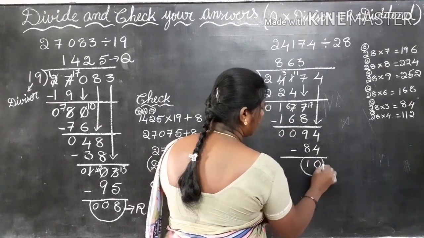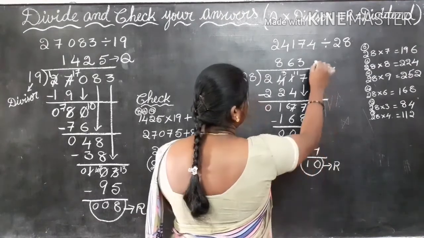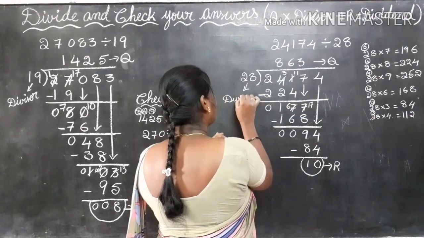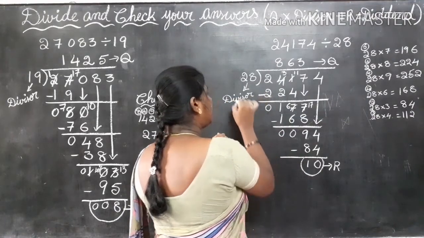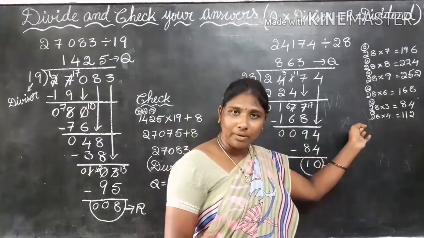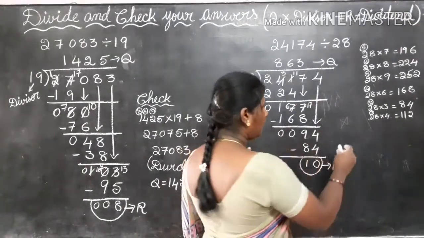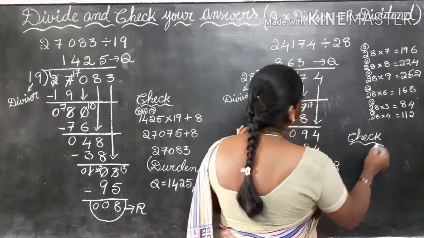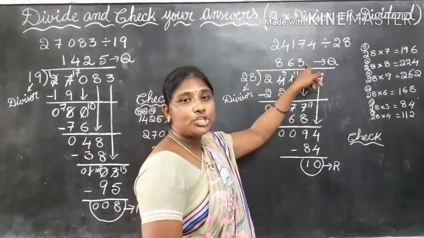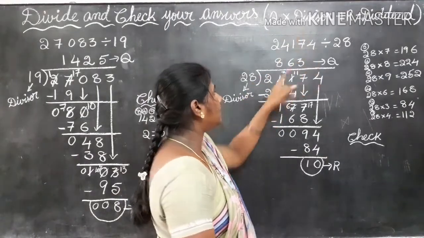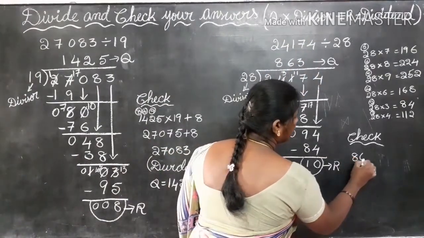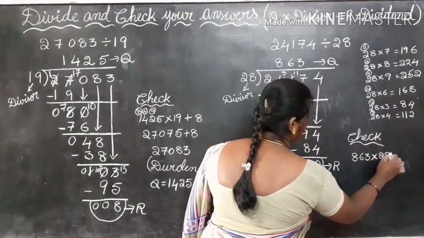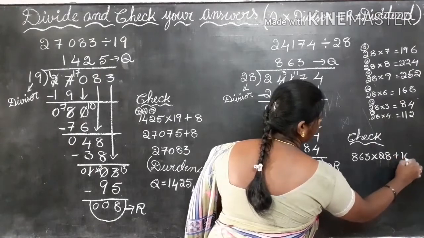9 minus 8, 1. It is the remainder. It is the quotient. It is the divisor. If you don't know big number tables, you have to do the multiplication like this on the side and check. Now check for this. What is the check here? Quotient into divisor. What is the quotient? 863 into divisor 28 plus remainder 10.